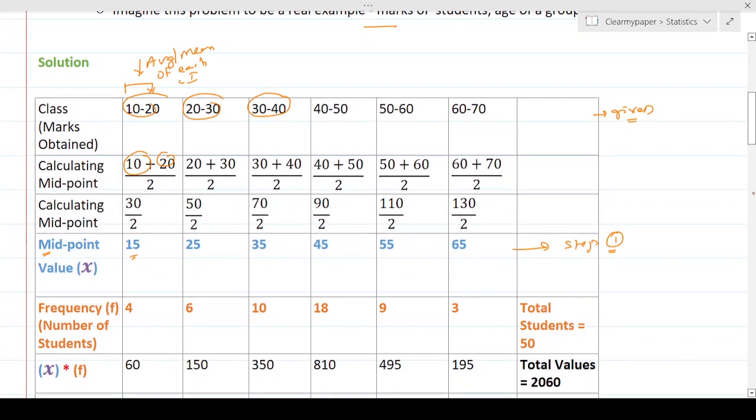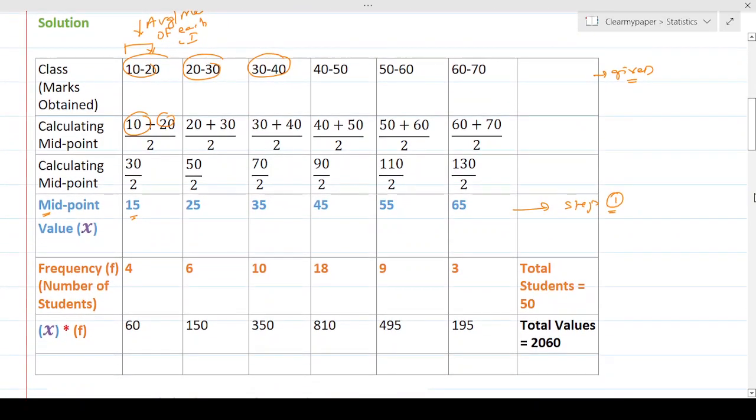And then we also have the number of students for each of the class intervals, which is also given. This part also is given to us. So now how do we interpret this? We know that 4 students have got marks between 10 to 20, and we assume that on an average they have got 15. That's what we are assuming. So we are assuming that there are 4 students who have got an average of 15 marks.